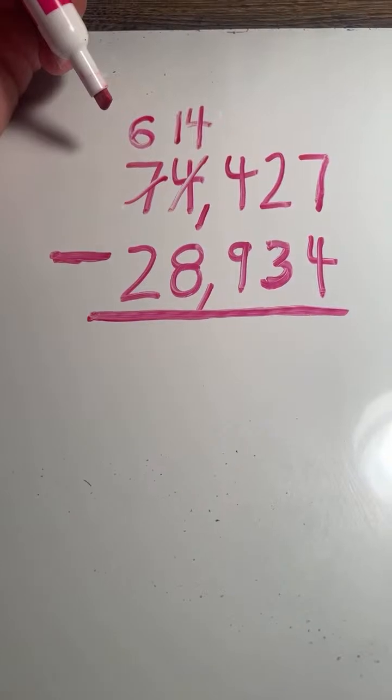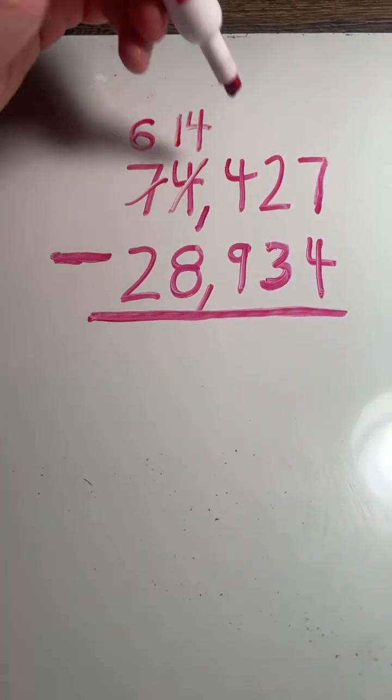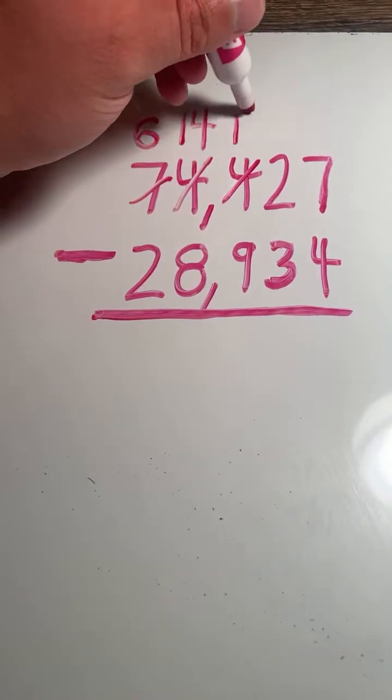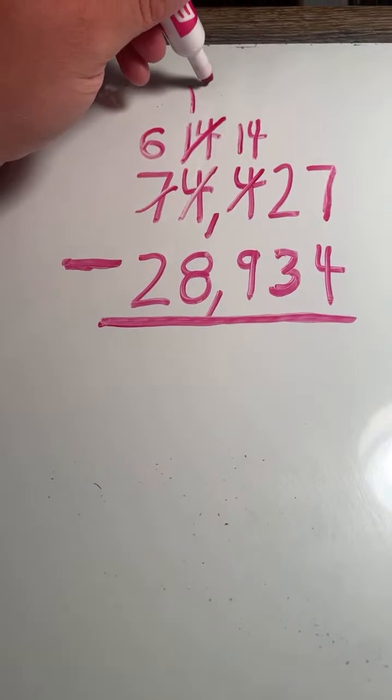You cannot start out with 4 and take away 9, so we have to take a 10 now from the thousands place, so that 4 will become a 14, and then we have to take away 1, that 14 is going to become a 13.